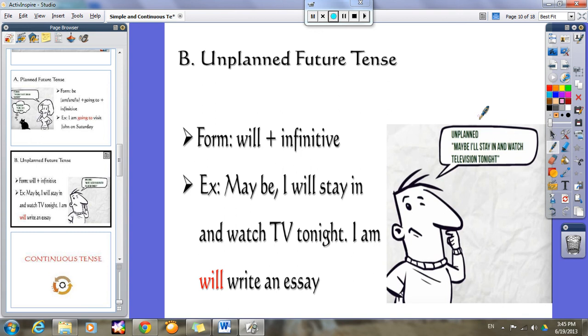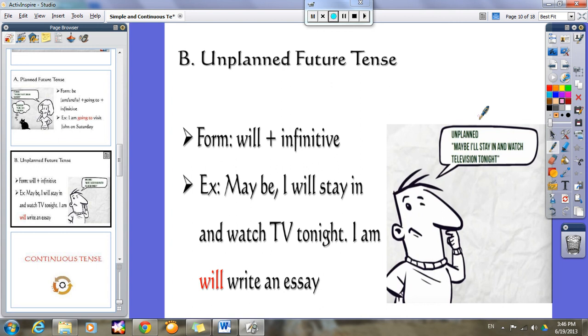Before coming to the next slide, we also often use the future simple tense to make a prediction about the future. Again, there is no firm plan. We are saying what we think will happen. For instance, it will rain tomorrow. I'm not sure if it will or not, but I think that it will rain tomorrow.